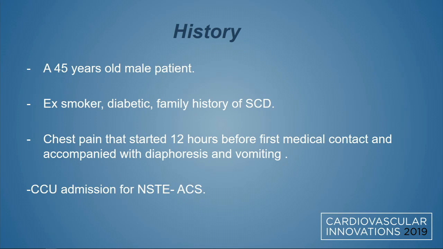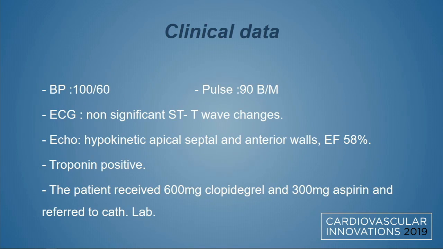He developed chest pains that started 12 hours before the first medical contact, accompanied with diaphoresis and vomiting. CCU admission for non-ST elevation acute coronary syndrome. Clinical data: his blood pressure was 100/60, his pulse was 90 beats per minute. ECG showed non-significant ST T-wave changes.